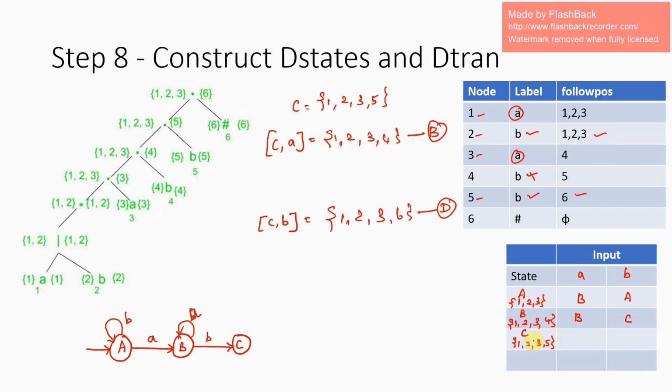So when C comes with the input symbol A, it will move to the state B, and with the input symbol B, it will move to the state D. So D has 1, 2, 3 and 6. Based on the symbol A, it will go to the state B, and based on the symbol B, it will move to state D.